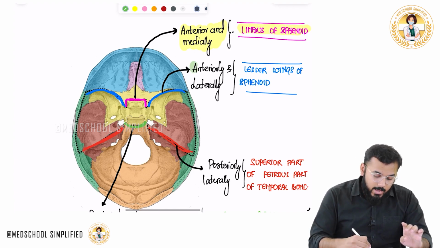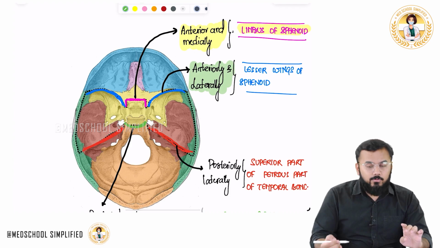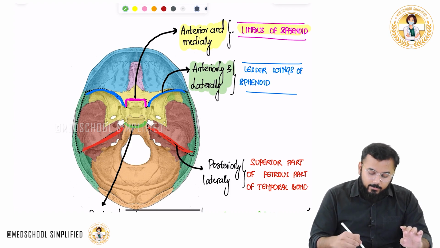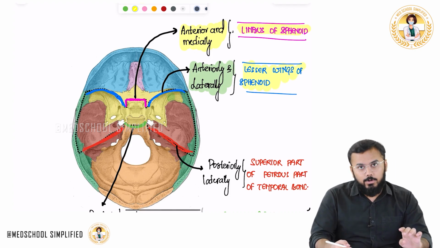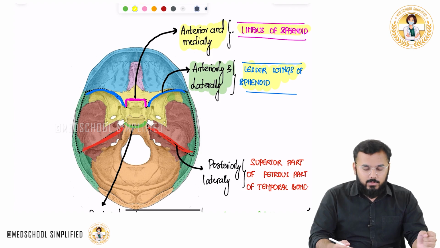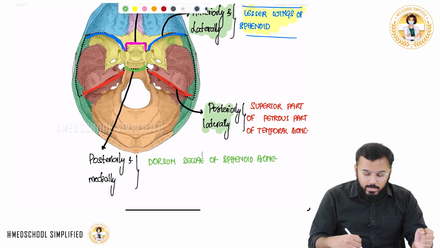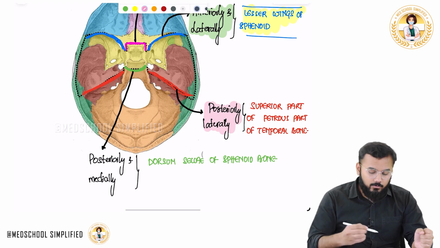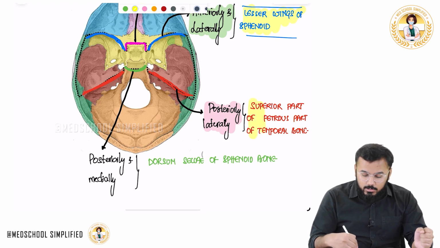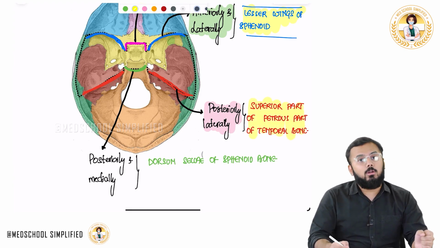Next important thing, anteriorly and laterally, what do we have? Anteriorly and laterally I have got this structure, and this structure over here is called as a lesser wing of the sphenoid. Okay, just beneath that lesser wing, that wing is called as a greater wing of the sphenoid, the remaining yellow color portion. Next, posteriorly and laterally, what do you have? Posteriorly and laterally you have got a structure over here. This is called as the superior part of the petrous part, not the squamous part.